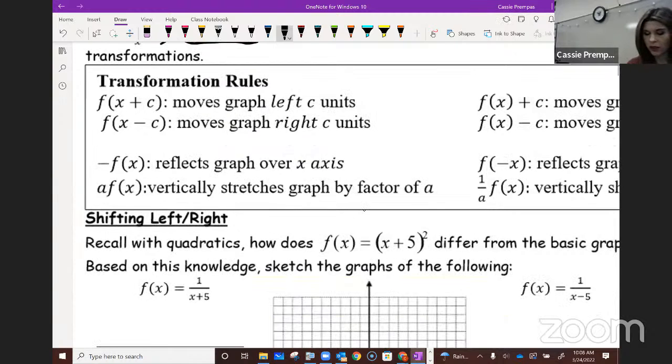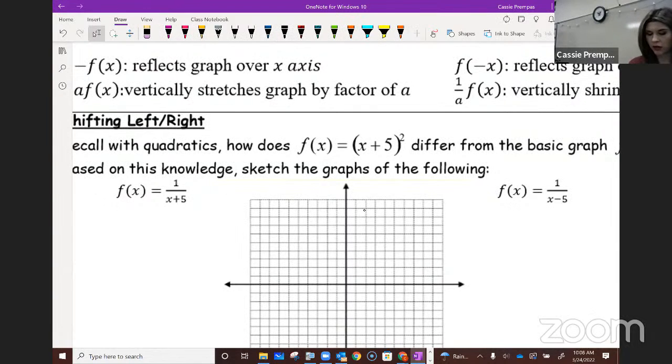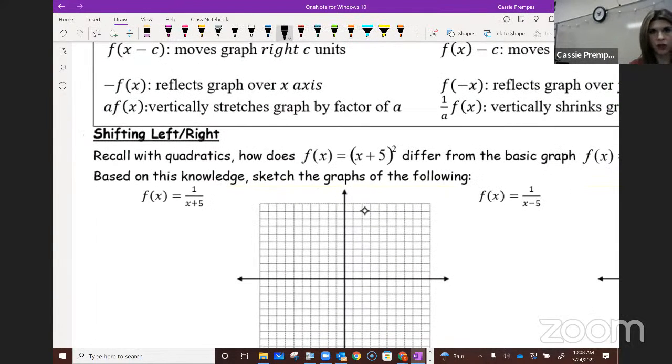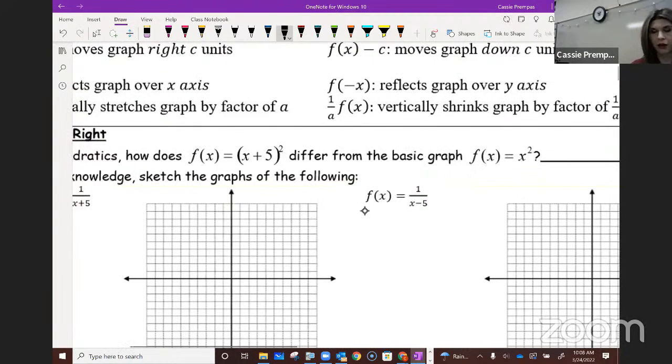So let's go ahead and see, well, what does this look like if we move it left or right? Recall with something you've already done, which is a quadratic. How does this graph, f of x equals quantity x plus 5 squared, differ from the basic parent graph? How would this graph move?